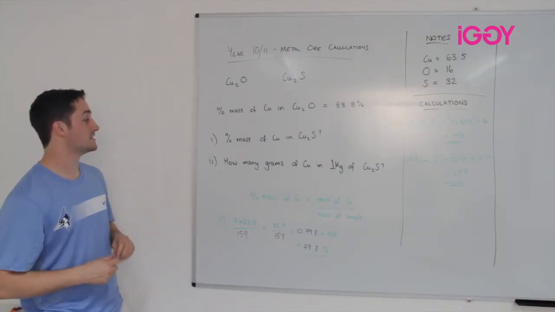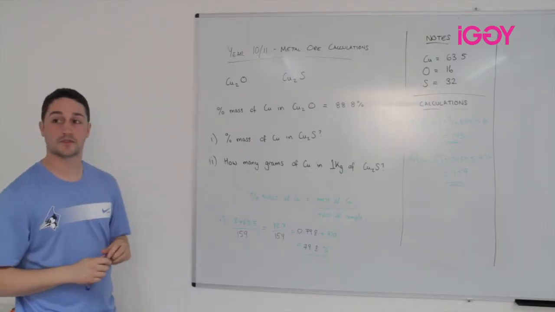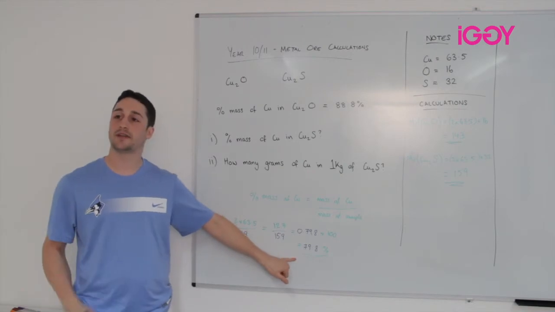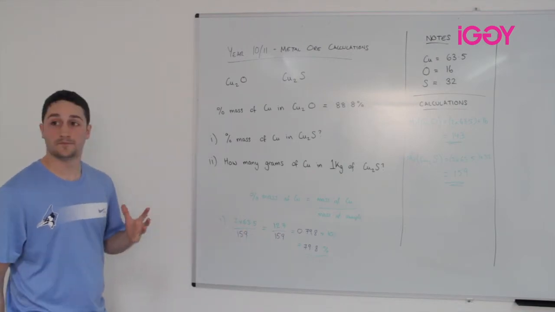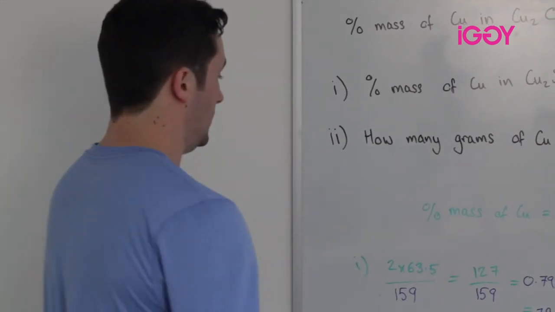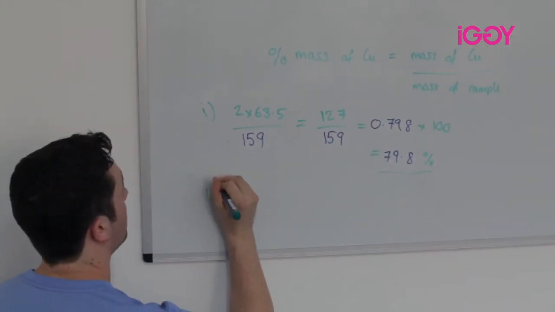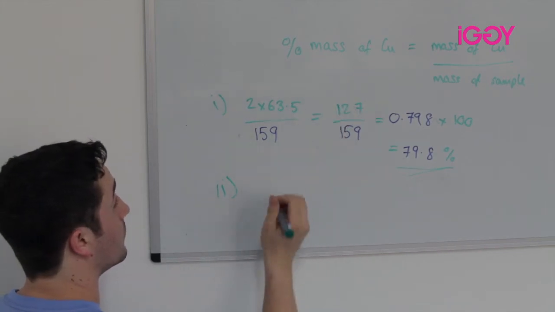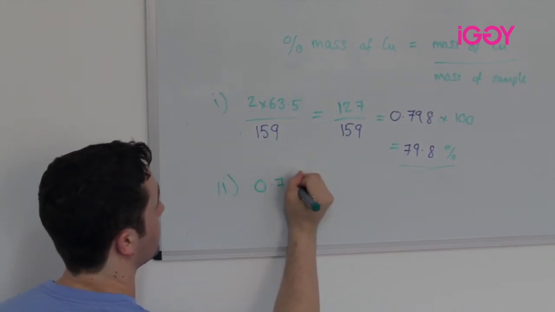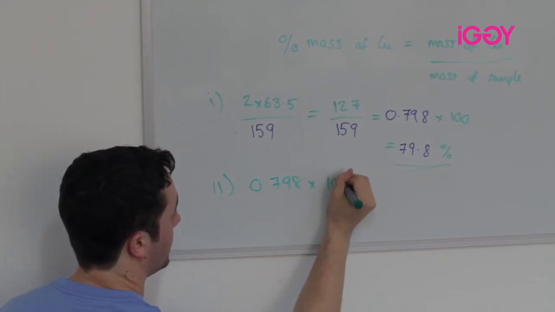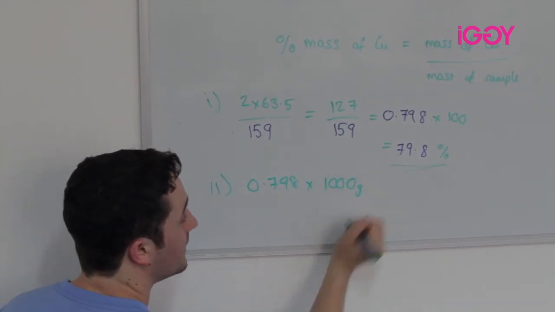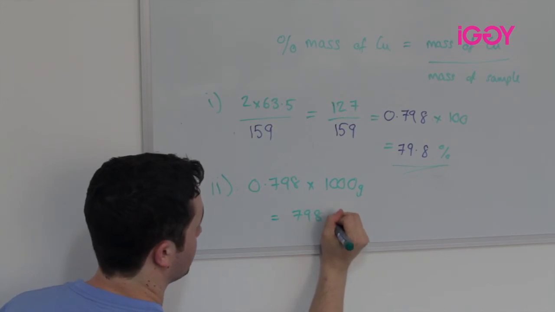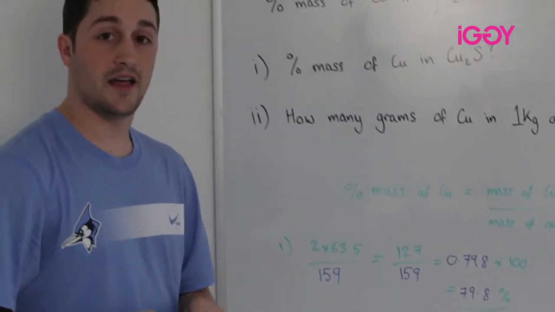Now the second part of the question says how many grams of Cu in 1 kilogram of copper sulfide. From that first question, we know that in a sample of copper sulfide, 79.8% will be copper. So very simply, we can do 79.8% times the mass. We've got our 1 kilogram here, so we can just do 0.798 times 1,000, because there are 1,000 grams in 1 kilogram, and that will give us an answer of 798 grams. And that's it.